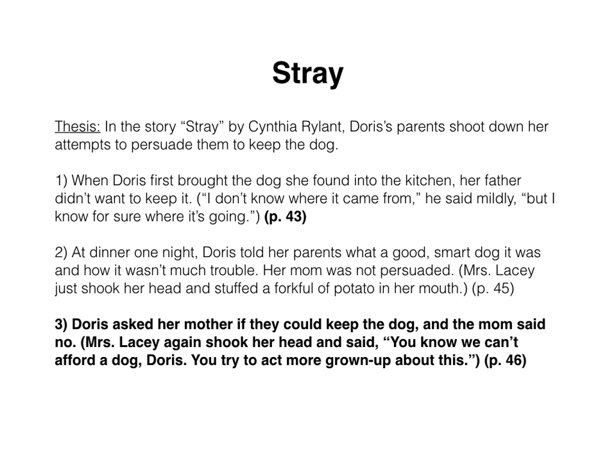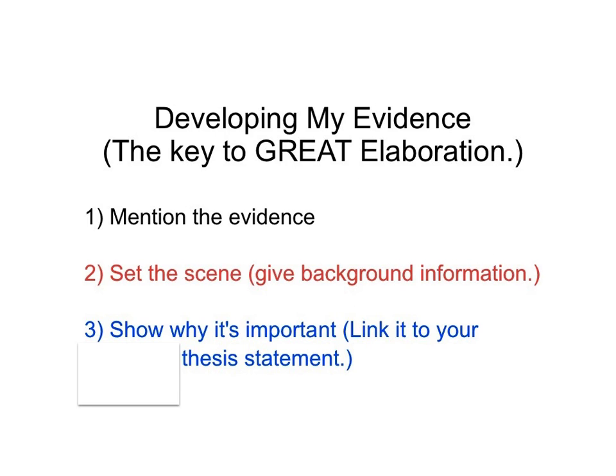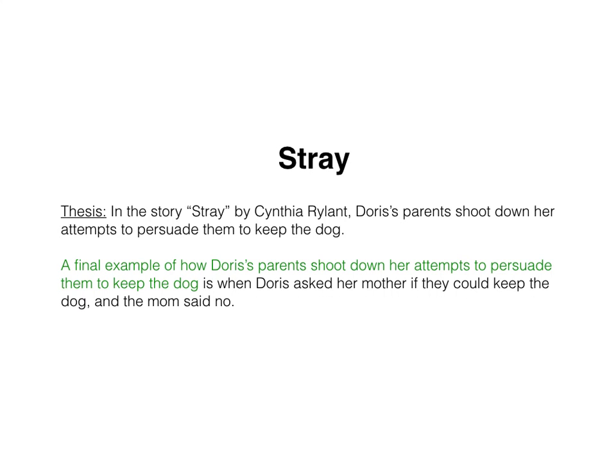Each day I've been using one example from my stray example. We're on our third body paragraph. So this is the 3rd example. And just like the other 2 days, I want to start by mentioning the evidence, setting the scene, and then showing why it's important. So I want to build that example from scratch like I did yesterday.